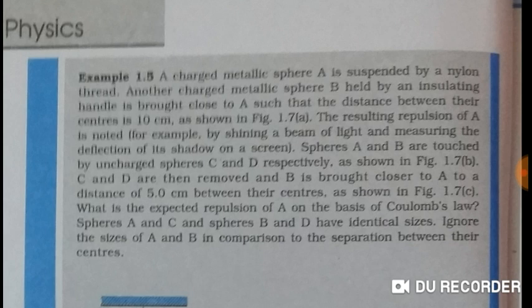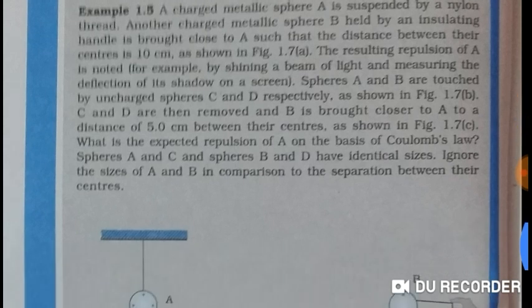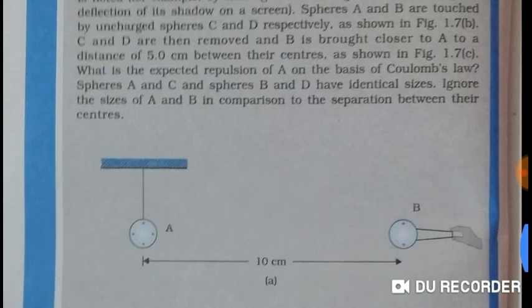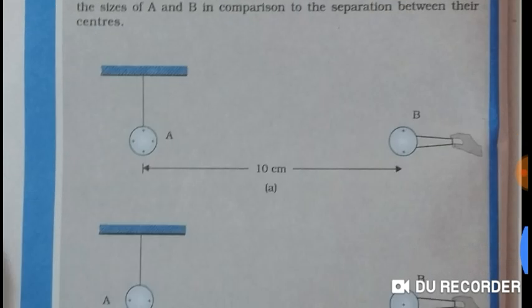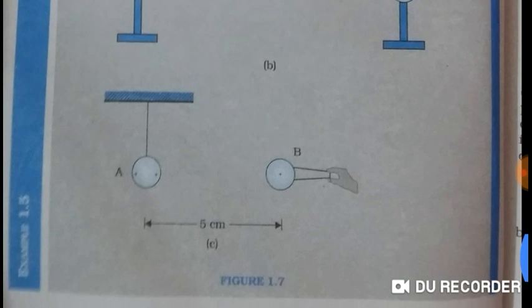Spheres A and B are touched by uncharged spheres C and D respectively, as shown in figure 1.7b. C and D are then removed and B is brought closer to A to a distance of 5 cm between their centers, as shown in figure 1.7c. What is the expected repulsion of A on the basis of Coulomb's law? Spheres A and C and spheres B and D have identical sizes. Ignore the size of A and B in comparison to the separation between their centers.